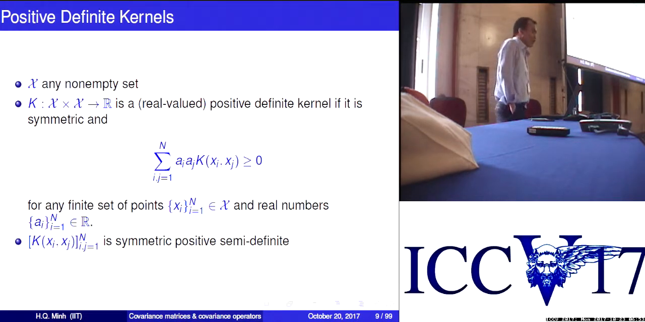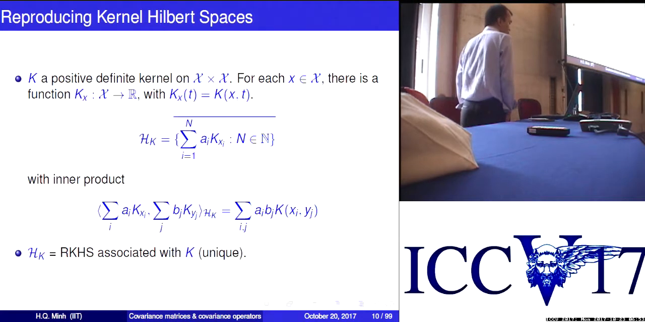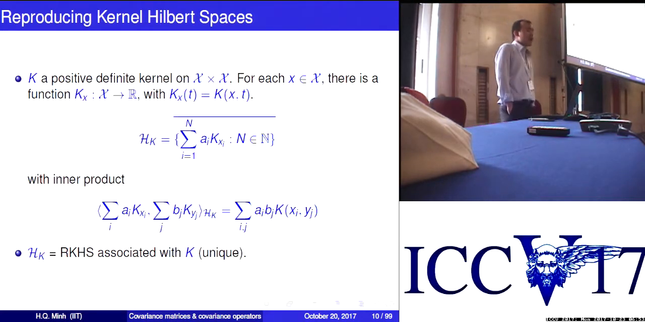So this is the formal definition of a positive definite kernel. This is well known in machine learning and computer vision. If we have a positive definite kernel, then we can define a space of functions on this set X as follows. For any x in X, we have a function k_x, indexed by x.